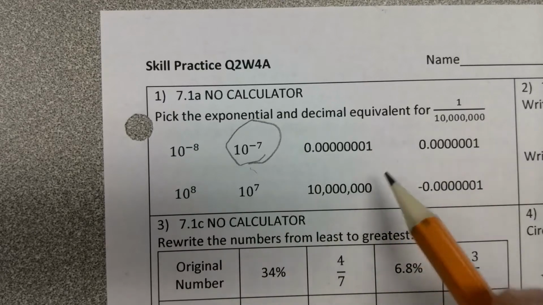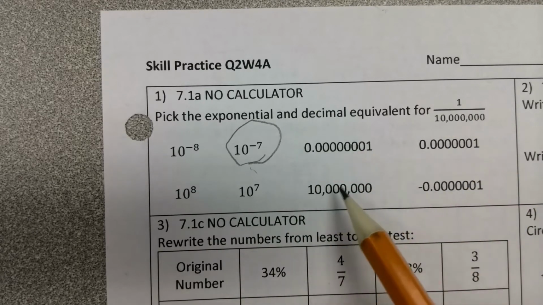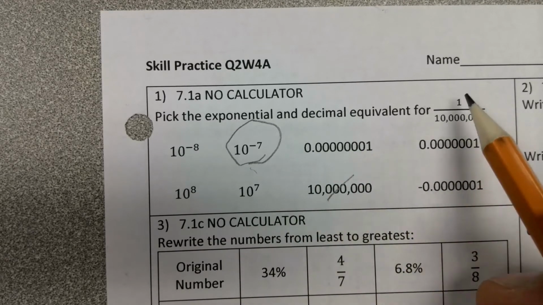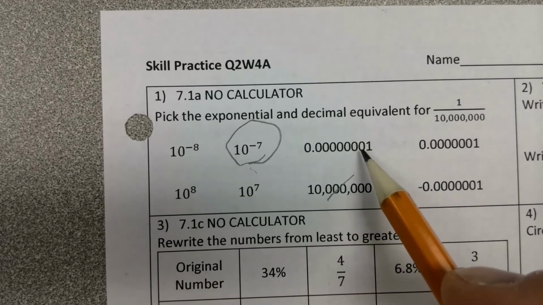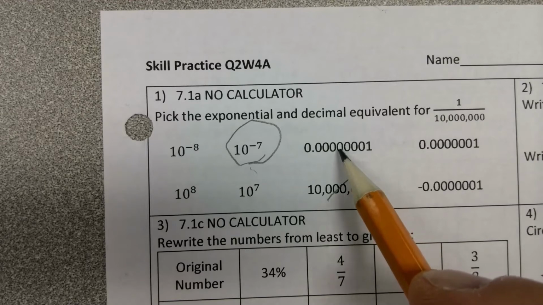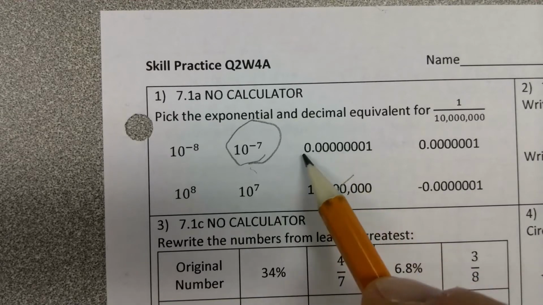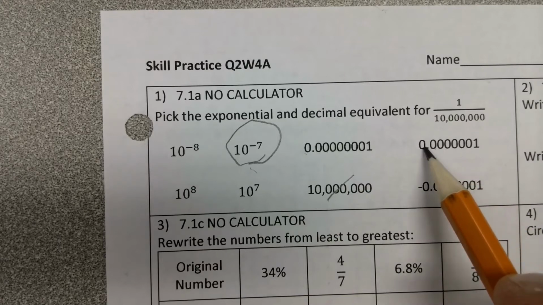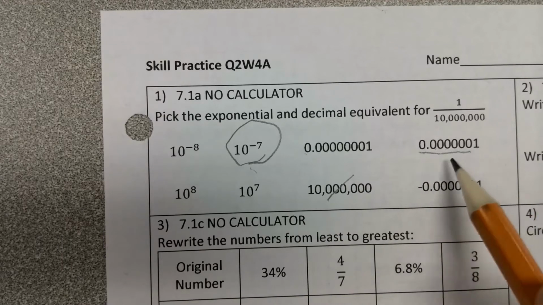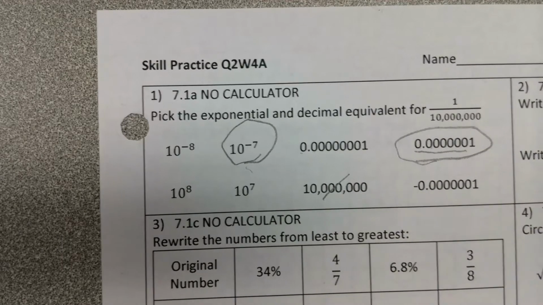The next one over here is decimal form. You're going to get rid of the large number. A fraction can't all of a sudden be equal to a large number. I'm going to count out the zeros here. 1, 2, 3, 4, 5, 6, 7. That's too many zeros. We want a total of 7 zeros. So it's going to be that.